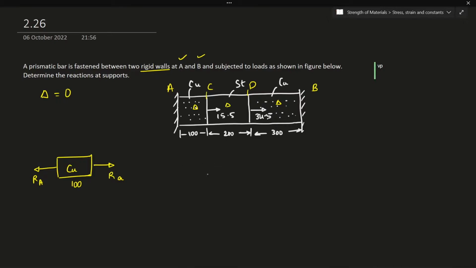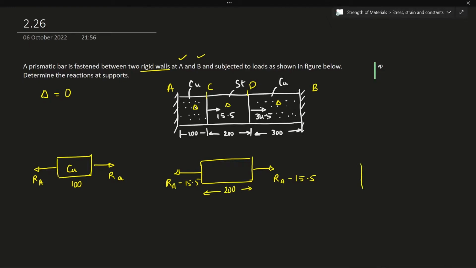The next one, the free body diagram of CD, will look something like this, right? Here again we are going to have tension as well, which is RA minus 15.5, and again the tension RA minus 15.5. The length of this member is 200 mm.